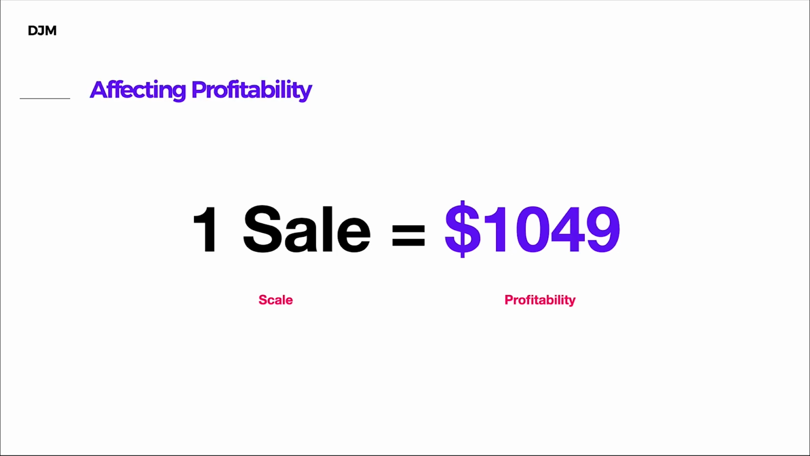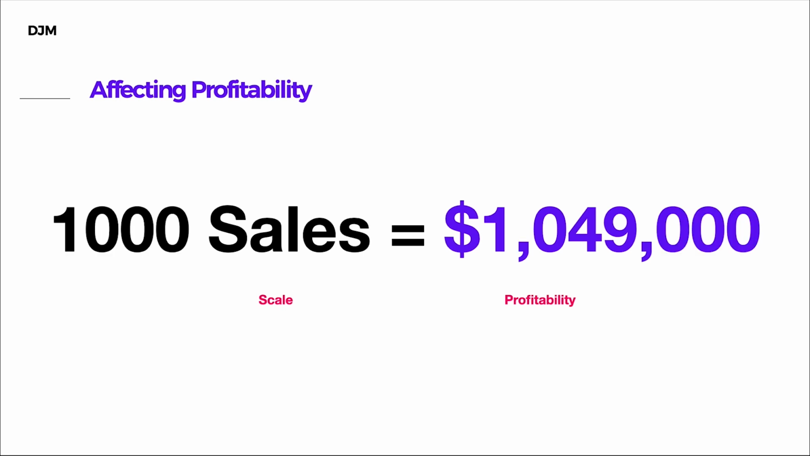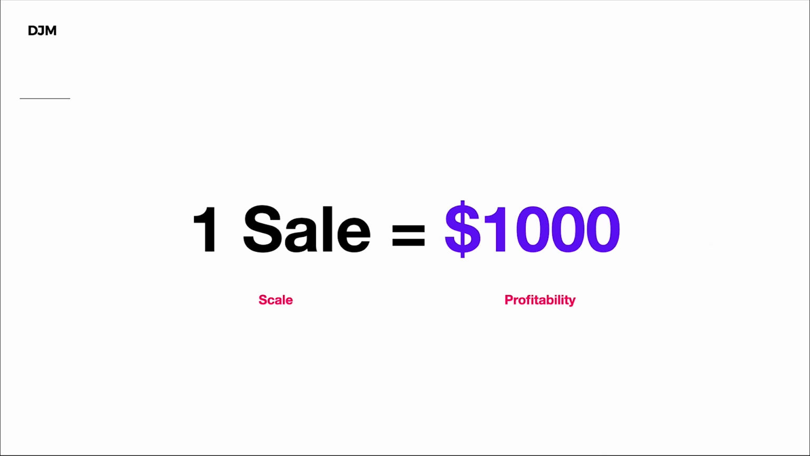Now, what if we adjust the profitability? What if we say that one sale is $1,049? Not a big difference at all, just $49 more. Now, as soon as we ramp up the scale, though, you'll see that the change is pretty dramatic. For the exact same amount of sales, if we can increase the profitability by just $49, which is 4.9%, then all of a sudden, with the exact same amount of sales, we've made another $49,000. And that is changing the profitability.